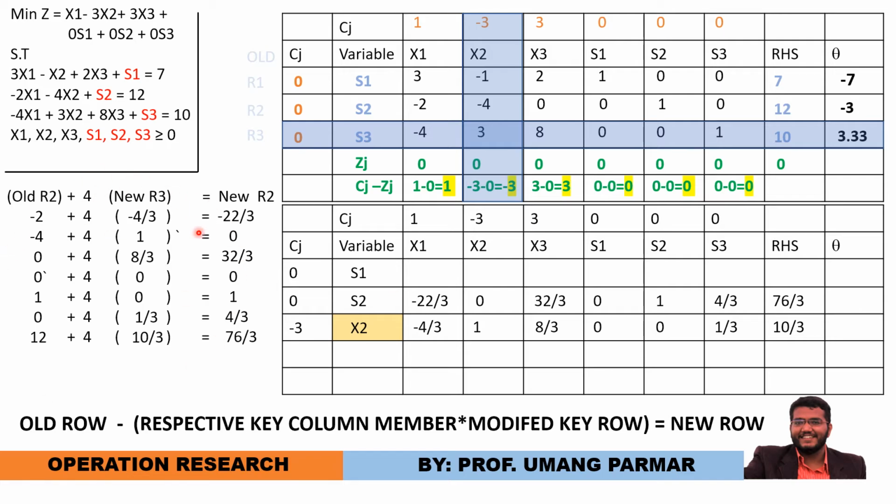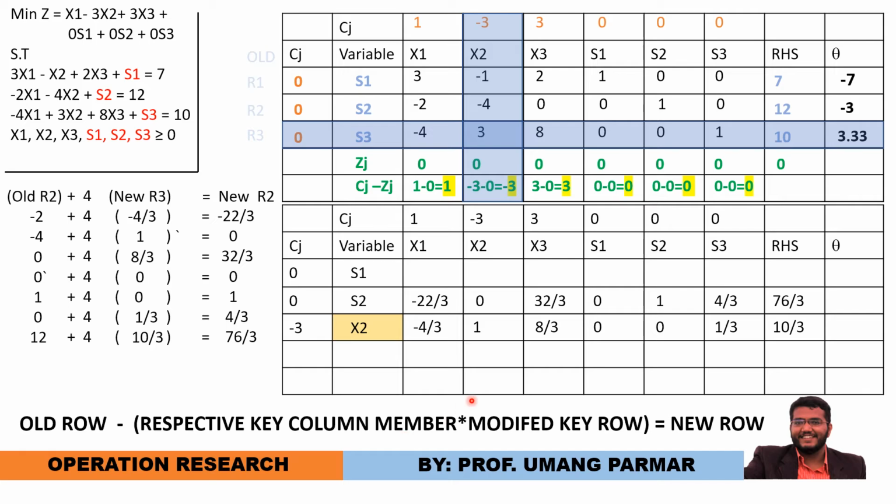To remember this kind of operation, here I am providing you one equation. This is a very important equation, because making a new mathematical equation every time is very difficult. So we require some kind of equation, and from that equation you can just put down the values and get the new row. That equation is your old row minus, in the bracket, the respective key column member into the modified key row. Here you can see the modified key row elements.